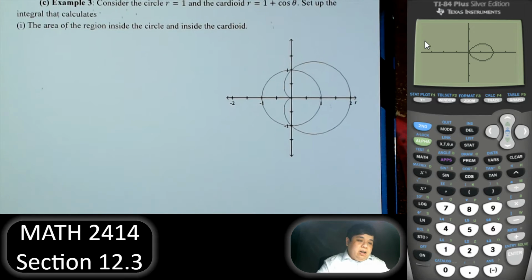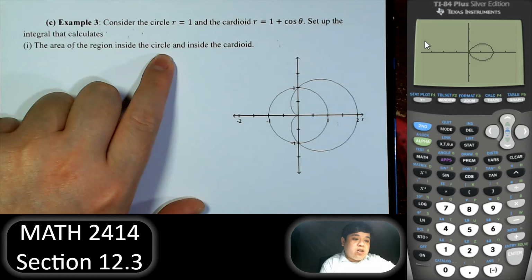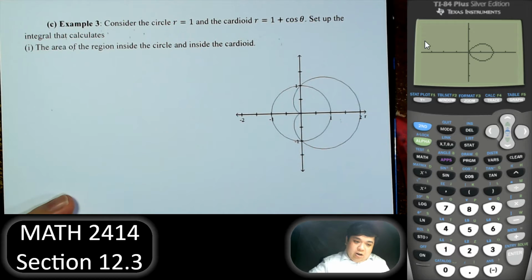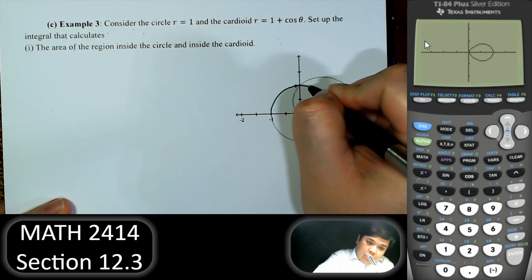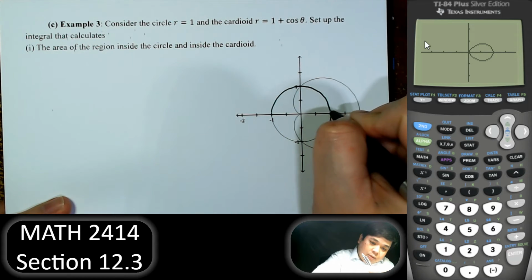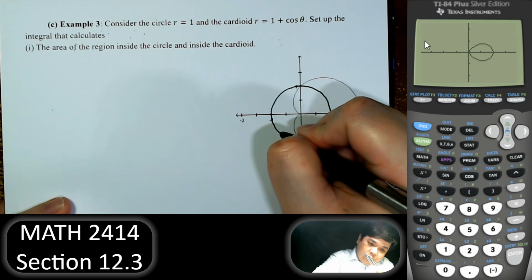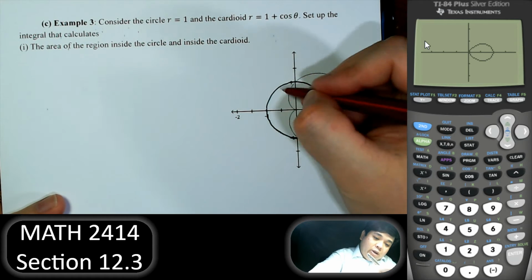One more example. Consider the circle r equal to 1 and the cardioid 1 plus cosine theta. Set up the integral that calculates the area of the region inside the circle and inside the cardioid. So first, let's just draw a circle, r equal to 1. And then the cardioid.